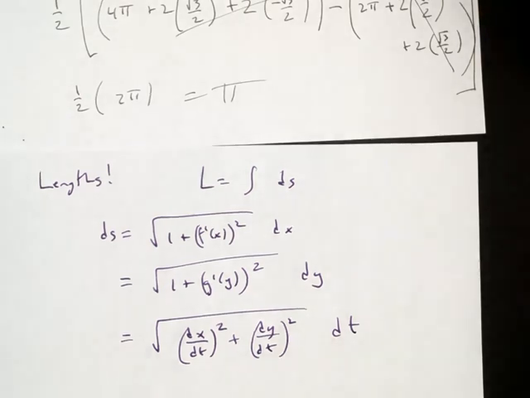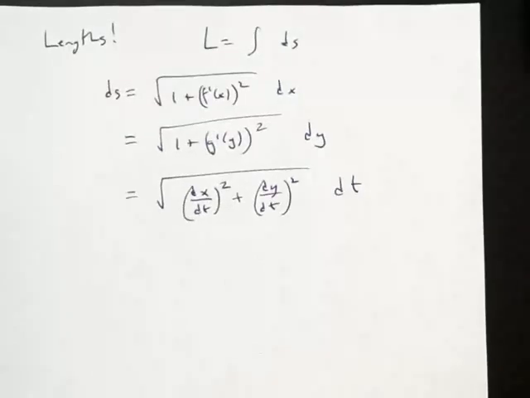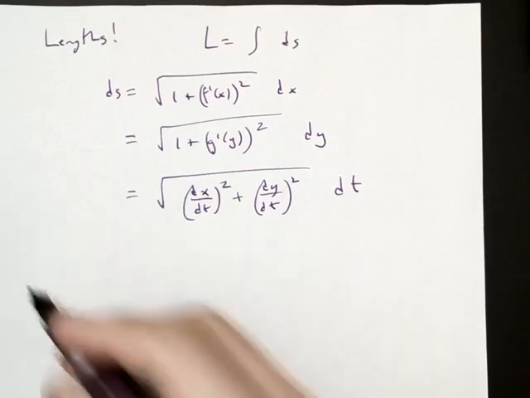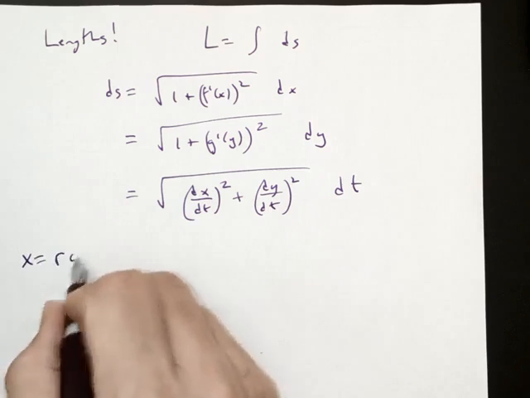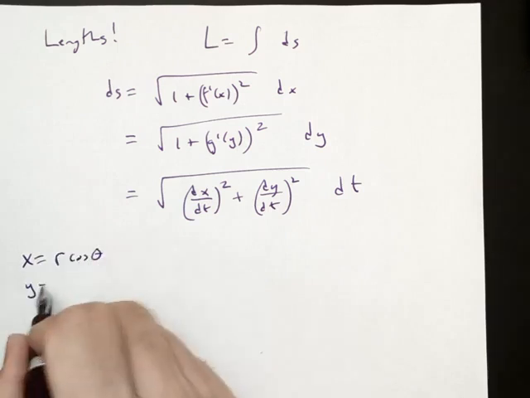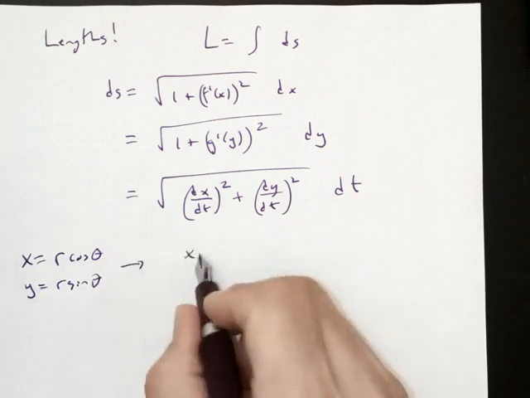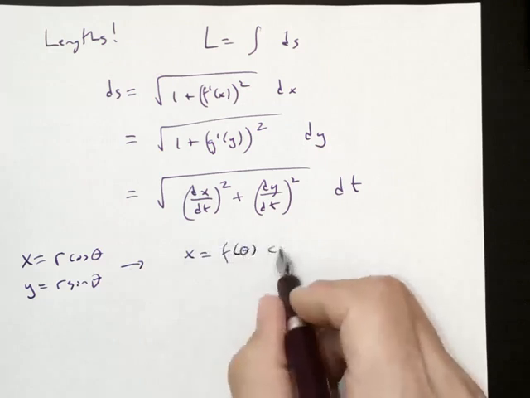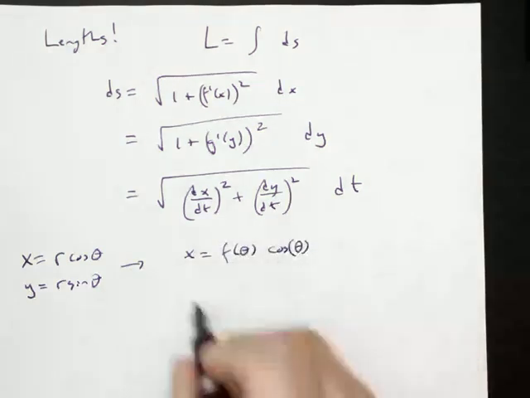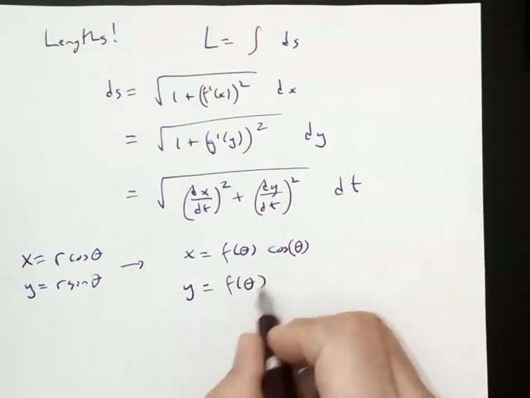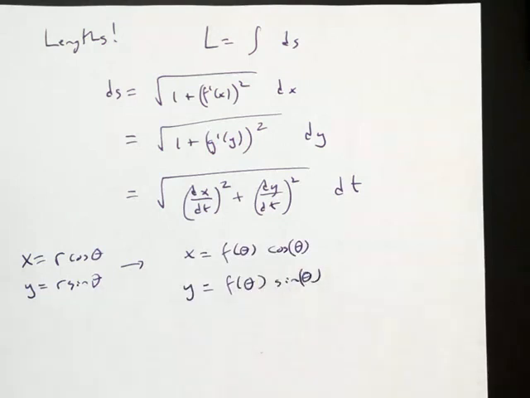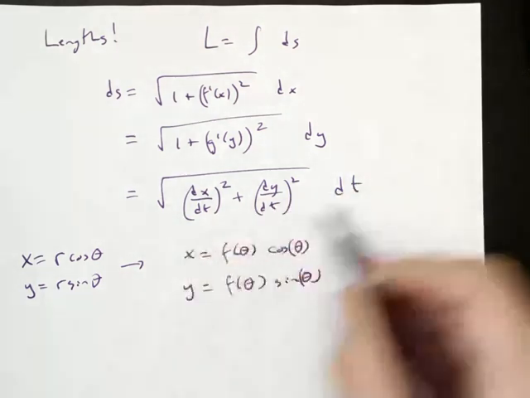Wait a minute. That last version thinks of polar as parametric. Remember, we have x equals r cosine theta and y equals r sine theta. So what I could do is I could say x is f of theta cosine of theta, and y is f of theta sine theta. And then I could do this in terms of theta.